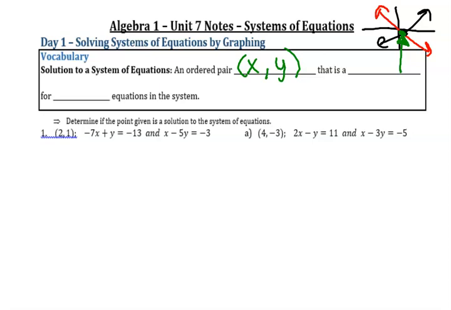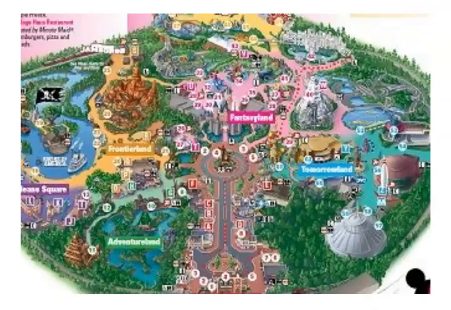Where do they intersect? That is a solution for both equations in the system. So where do they both cross? All right, so how do I do this?